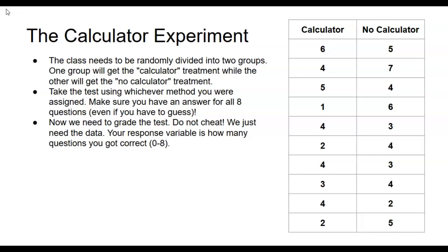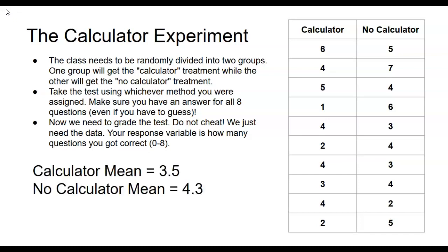The mean of the calculator group was 3.5, and the mean of the no calculator group was 4.3. The no calculator group did better. The difference between the two groups was negative 0.8.